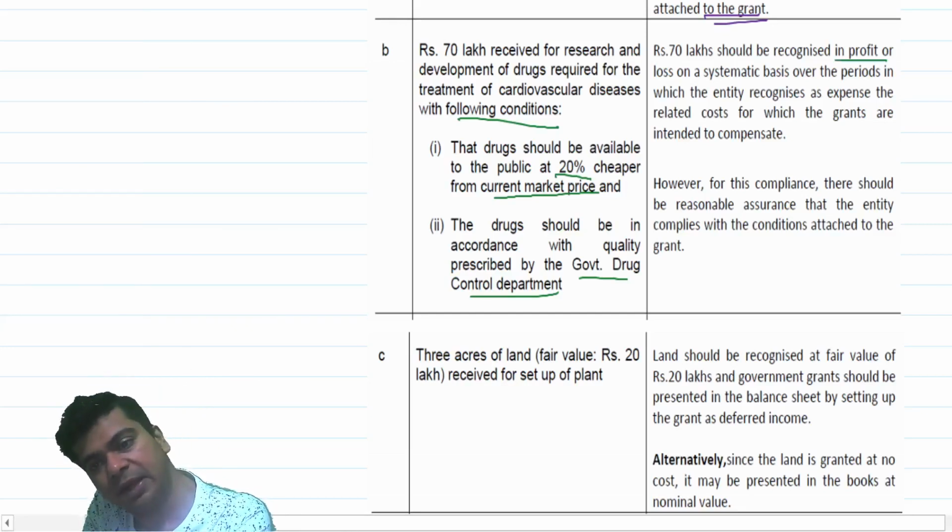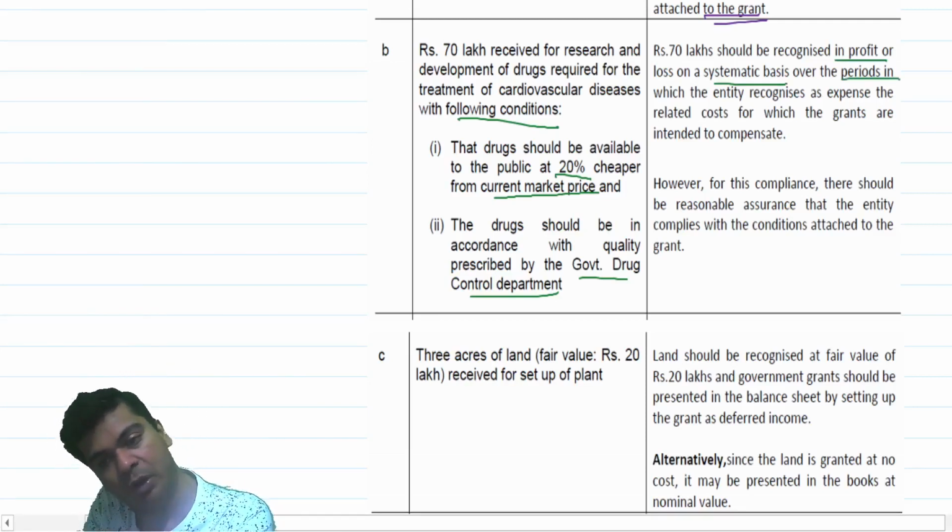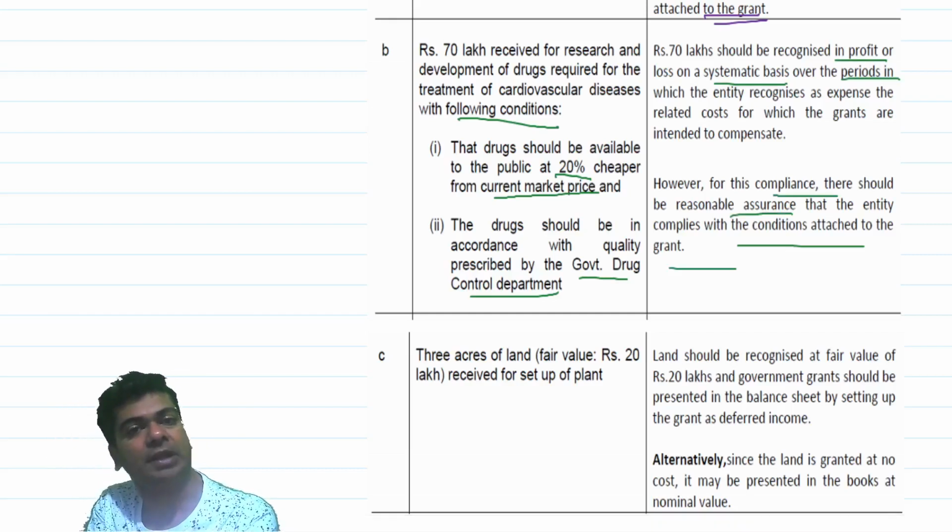70 lakhs will be recognized in the P&L on a systematic basis over a period in which the entity is expecting that the grant will compensate you for your expenses. However, for this compliance, there should be reasonable assurance that the entity complies with the conditions attached to the grant.